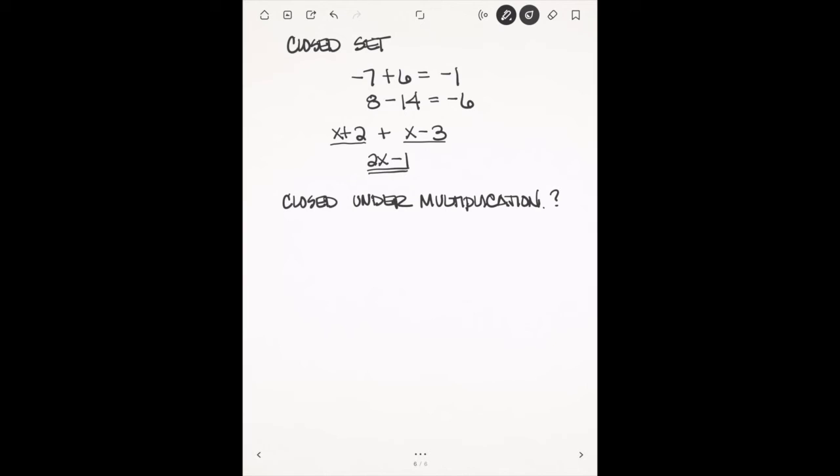What about integers? Are integers closed under multiplication? Well, let's try some examples. If you have 7 times negative 2, those are both integers. If we multiply them together, we get an integer answer. What if you have negative 4 times a negative 3? They're both negative. When you multiply them together, you still get an integer answer. So when you multiply two integers, you always get an integer answer. So therefore, integers are closed under multiplication.